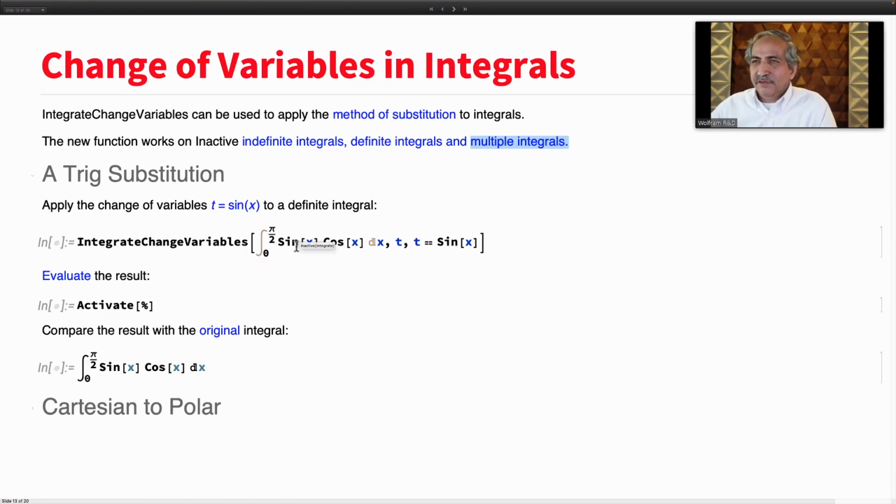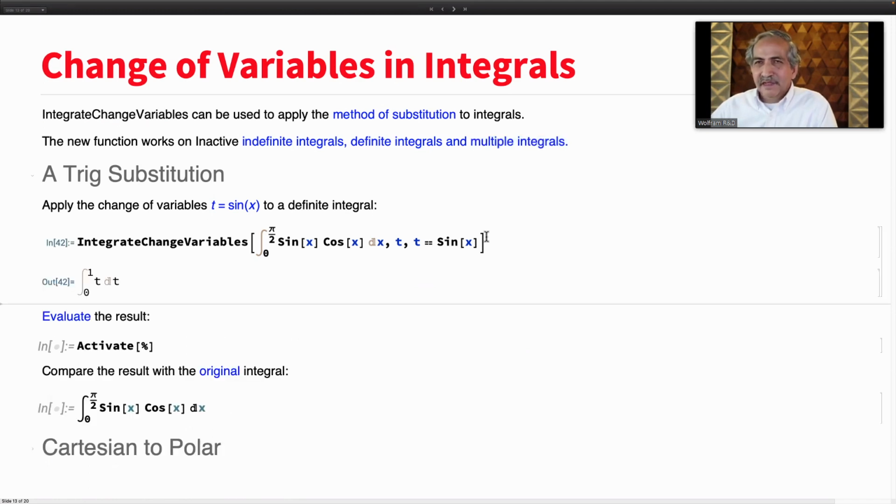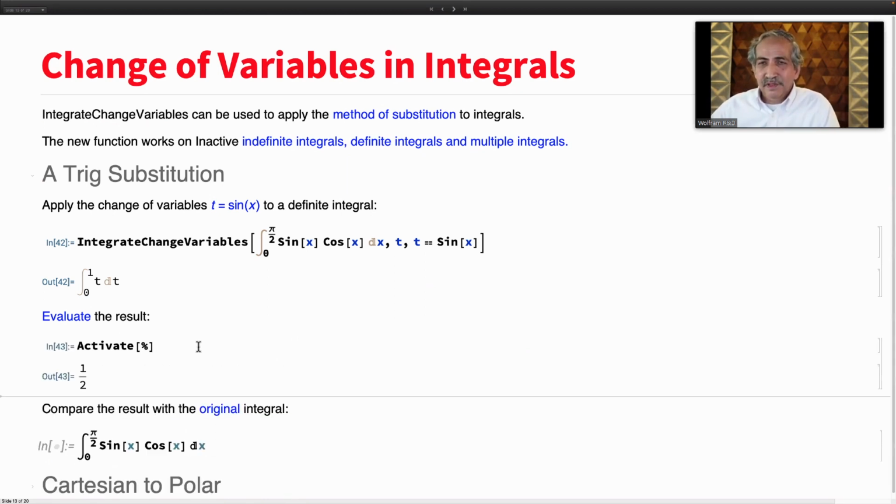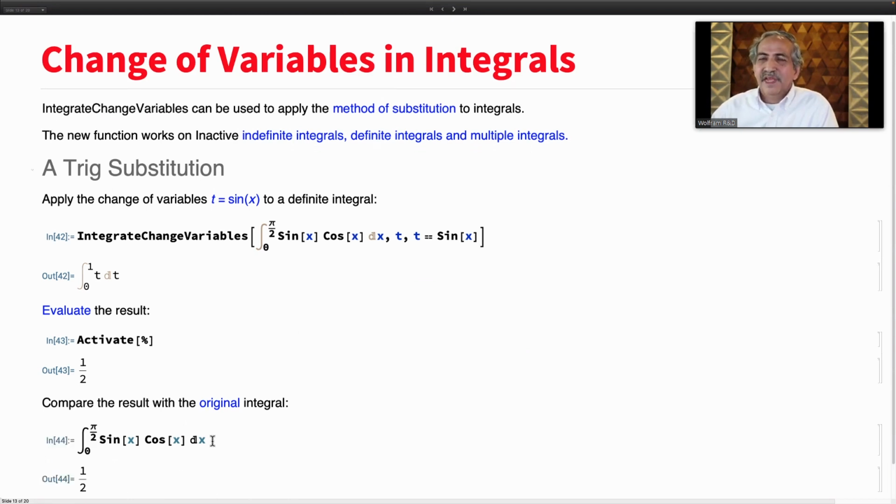So I say, here's the trig integral. What do you do? You put t equal to sine x, and things cancel out, basically. So if you apply IntegrateChangeVariables to it, then what you get back is what you get in calculus 2 after substitution. And you might want to check what the answer is. So you can do an Activate, which is the inverse of Inactive. You get back 1/2, which is correct in this case. Or you could simply compute your integral and you get back the same 1/2.